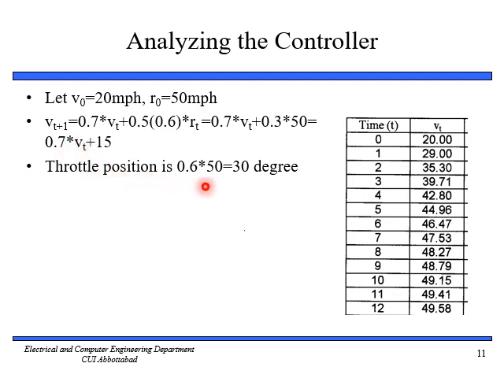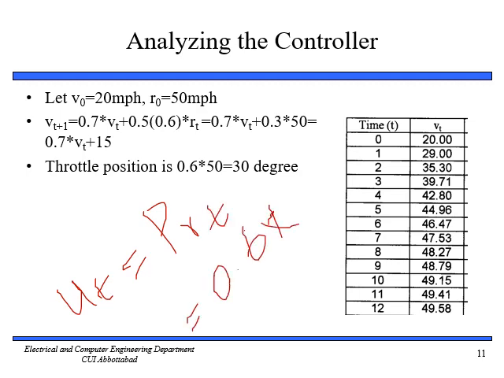So what is the throttle position? I've just told you. It is u of t is equal to p r of t. So here p is 0.6 into 50, which is equal to 30. So our throttle position will be 30 degrees.